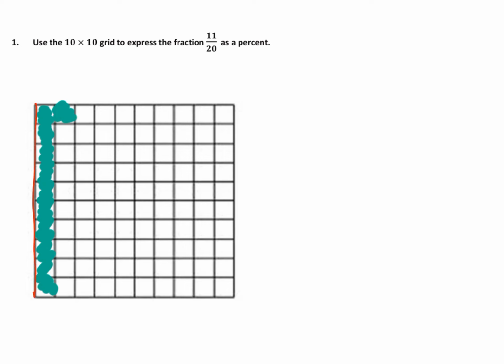So out of this set of 20, I have shaded in 11. Out of the next set of 20, I need to shade in 11. And then out of the next set of 20, I shade in 11. And I keep going until I filled in all of the sets of 20.